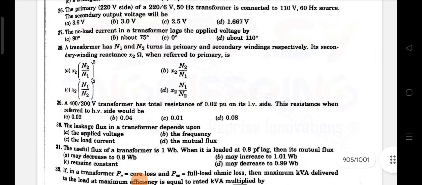Next, the leakage flux in a transformer depends upon, leakage flux always depends upon load current. That means the answer to this question is C, which is correct.